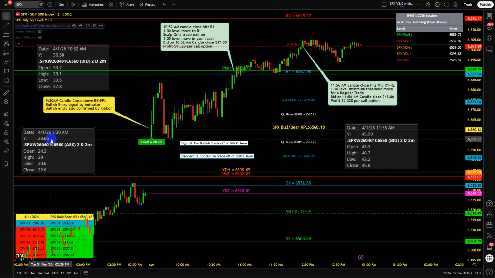Okay, so on the 9:30 a.m. candle close, which closes on this chart, since it's a 2-minute chart, at 9:32 a.m., the ask on the candle close is $22.60. So that means that each call option is going to cost $2,260.